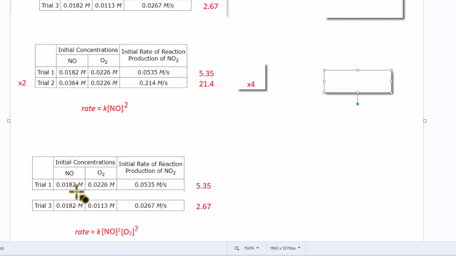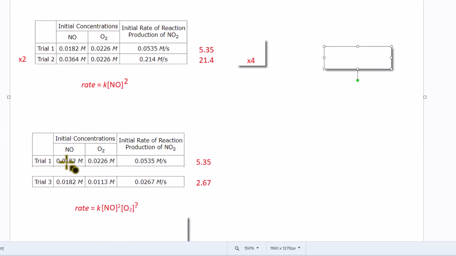In this case, I'm using trials 1 and 3. Trial 1 has 0.0182 for nitrogen monoxide and trial 3 has 0.0182. So we didn't change the nitrogen monoxide. We only changed the O2. And again, let's see how it changed the rate. Notice that this 0.0226, 0.0113, no coincidence, they cut the concentration in half. So I'm going to write that down. The concentration was cut in half. I'll write that right there.